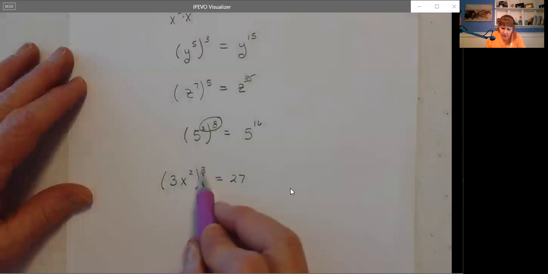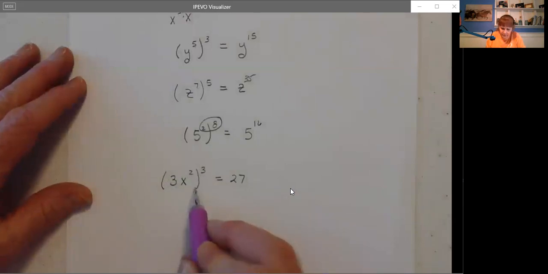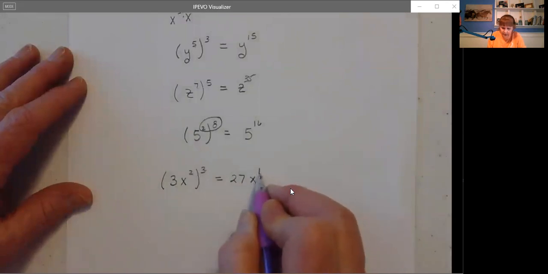So we cube the 3 because it's in the parentheses. And then here we have an exponent. So when you have a power to a power, you multiply those. And we can practice this idea.